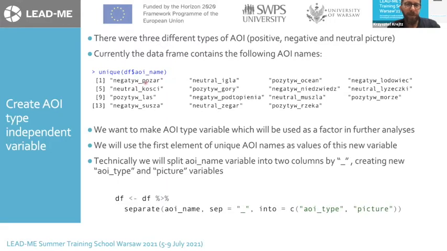Of course, you can do it in Excel or in the CSV file directly by hand, changing negative underscore project to negative, neutral underscore something to neutral, positive to positive, and so on. But we can do it in R in a much quicker way. So let me introduce you to the concept of a pipeline here, and we'll use the function separate for the purpose we want to achieve here. So we have already loaded the DF data frame.